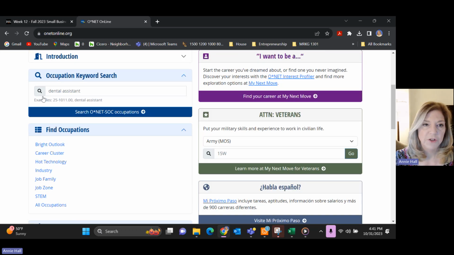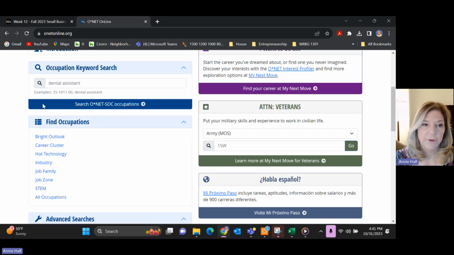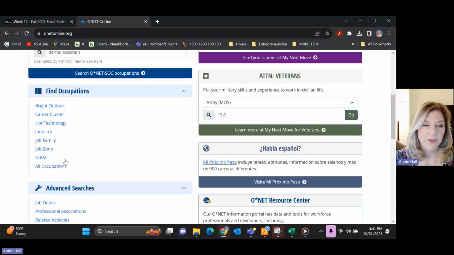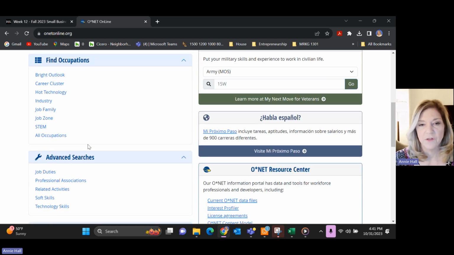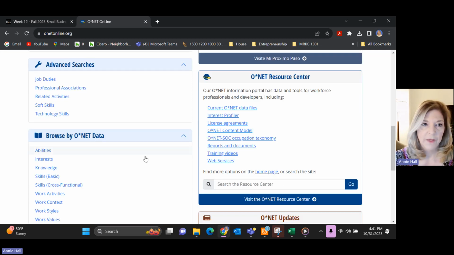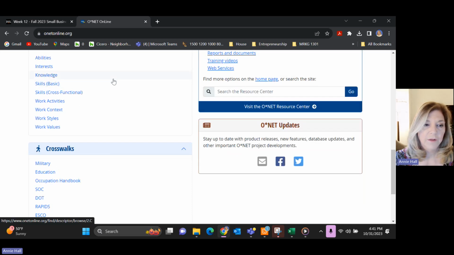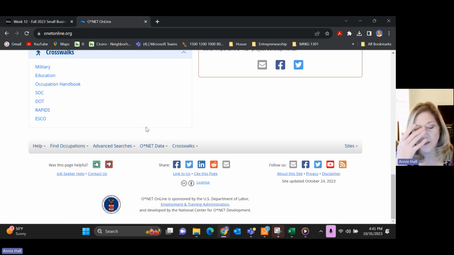So one of the things you can do is you can look at an occupation. You can put something in here. You can find occupations, like for example, if you wanted to find a job in a hot technology industry, you could pick here. So you can play around with this. There's just so much here. I could talk about it for hours. But you can also look at job duties. You can look at professional associations. Are there some associations related to the job? Or a job that you're interested in, what skills, what technology skills, all of these things. So you can search in here by lots of different things.